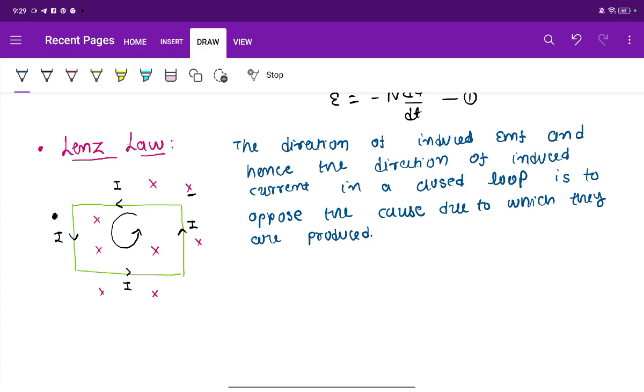This electric current was produced due to this external field. So this induced current will produce a magnetic field which will eventually oppose this external field. Okay, basically opposing its cause, its source actually. So if the flux is increasing, induced EMF and hence induced current will try to decrease the flux and vice versa. Okay, this law is based on energy conservation law.